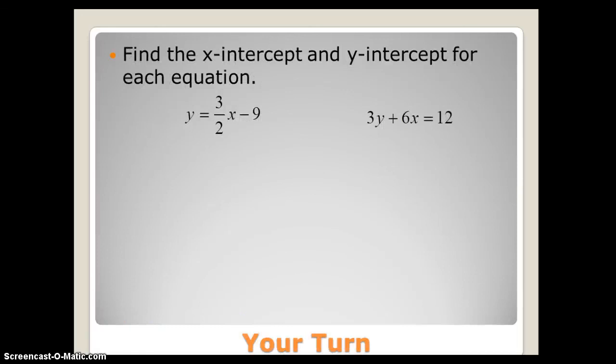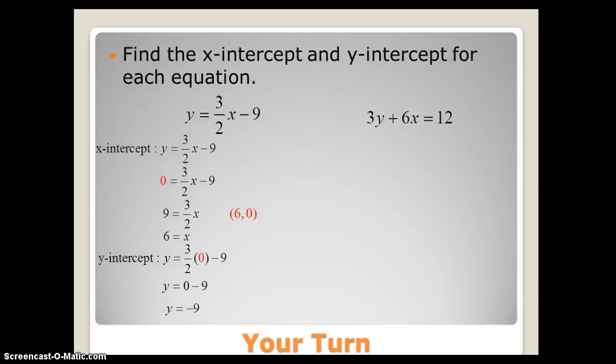Find the x and y intercepts for each equation. It's your turn now. Pause the video and try these. For the x-intercept, remember that y is 0, so we plug in 0 for y and solve for x by adding 9, and then dividing by 3/2, or multiplying by 2/3 if that's an easier way to think about it. x is 6, so the x-intercept is (6, 0).